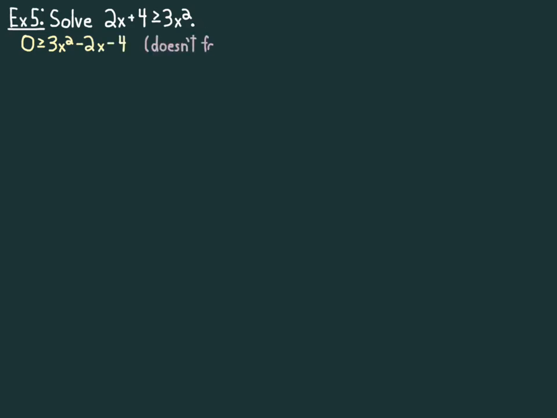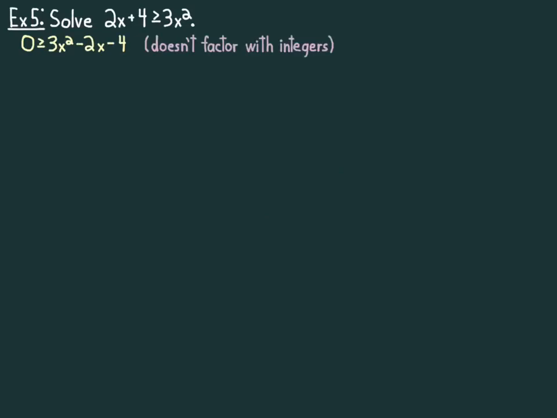So again, I want to have 3x squared on the right because it's a positive leading coefficient. So I'm moving the other two terms to the right-hand side. So I'm subtracting the 2x from both sides and the 4 from both sides.